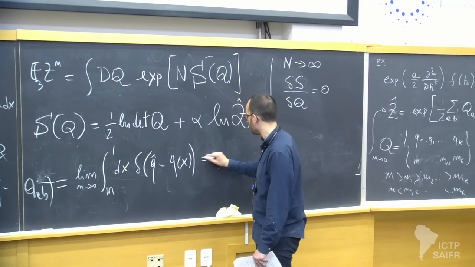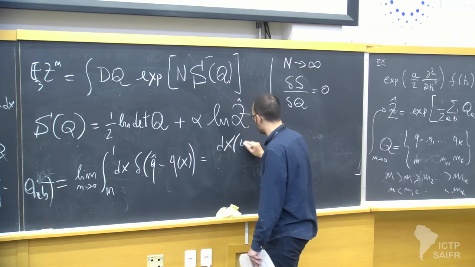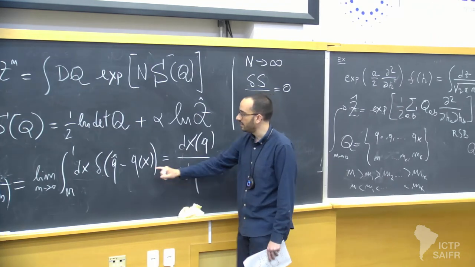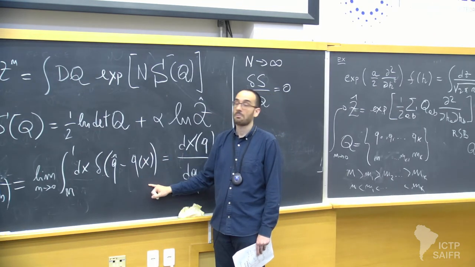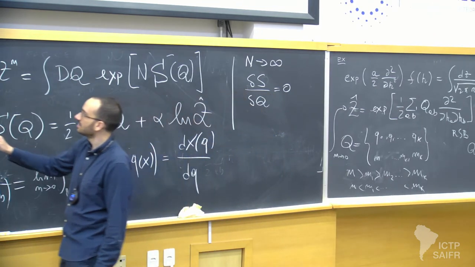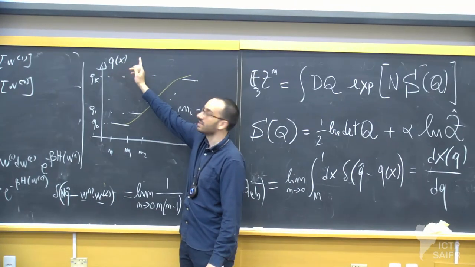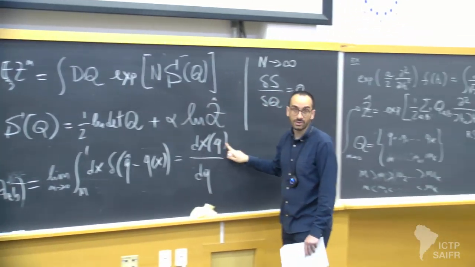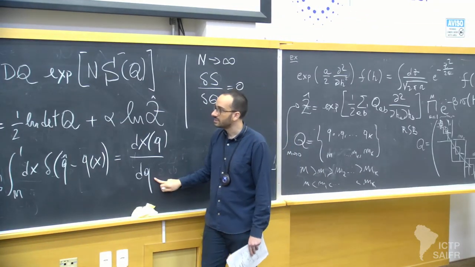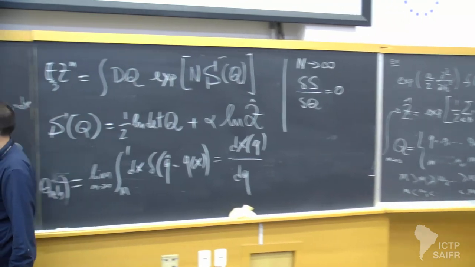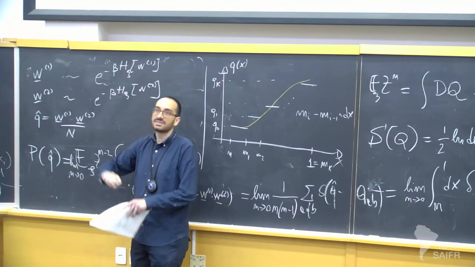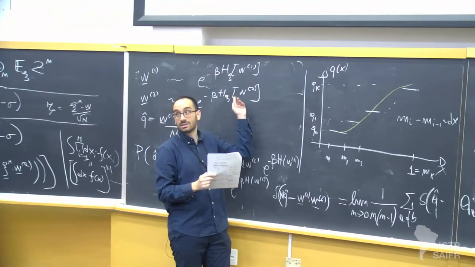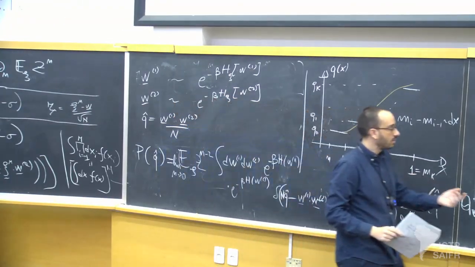And now this is just dx of q divided by q, where x of q is just the inverse function of q of x. So if this is q of x, I can look at the inverse function, which is x of q. And if I take the derivative, I just get the probability distribution that if I extract two configurations with the Gibbs measure, they will be at an overlap q.